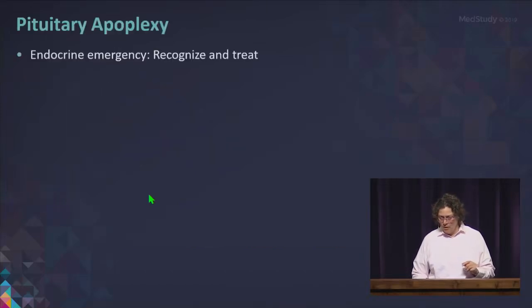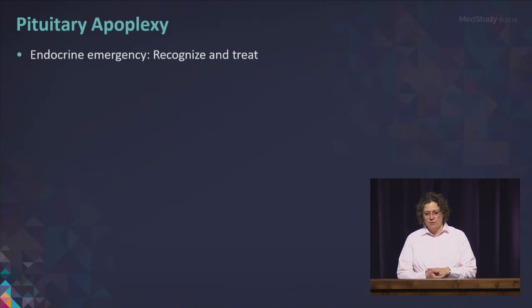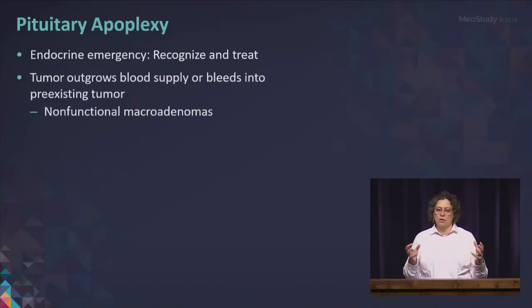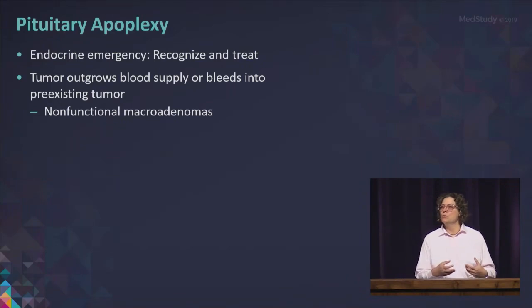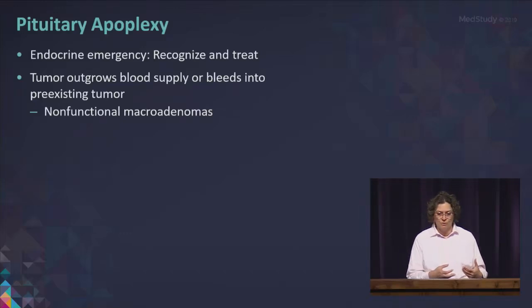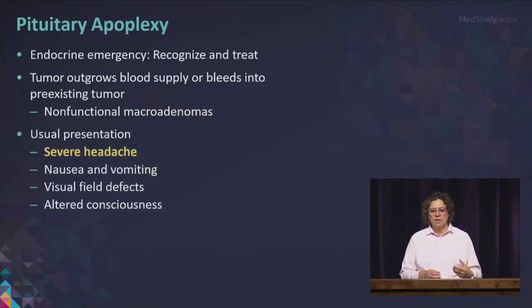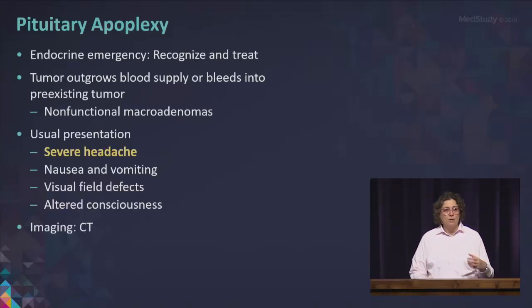So let's talk about our first endocrine emergency, pituitary apoplexy. Your job on the boards is going to be to recognize it and treat it. This is a context where the tumor outgrows the blood supply and bleeds into the pre-existing tumor that's there. The majority of the time, people do not know that they have these tumors. The majority of the time, it'll be an older person. The majority of these tumors will be non-functional tumors. The usual presentation: severe headache, worst headache of my life, nausea, vomiting, visual field deficits with cranial nerve deficits, and altered mental status. You will see the bleed on CT.